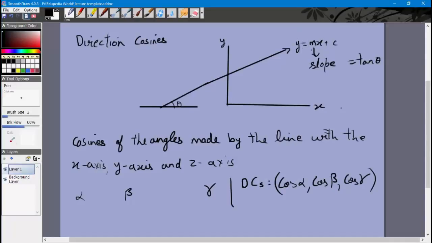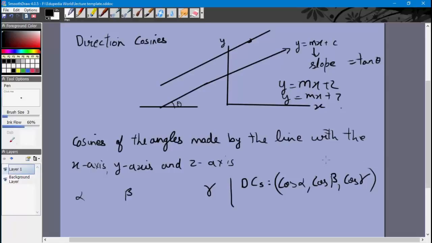For example, y is equal to mx plus c. If we have y is equal to mx plus 2 or y is equal to mx plus 7, one line might be like this, the other line might be like this, but both of them have the same slope. So the slope is one property of the line. It tells us the direction of the line, but it is not enough to uniquely determine the line. We also need something else, either one point through which it passes, or the y-intercept, or the x-intercept.